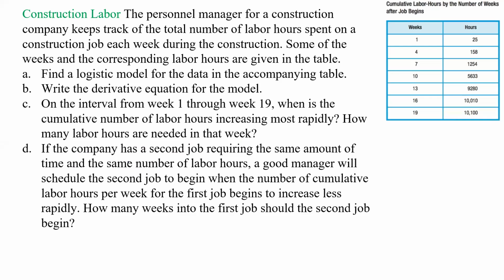And then we're supposed to, on the interval from week 1 through week 19, find when the cumulative number of labor hours is increasing most rapidly. How many labor hours are needed in that week? If the company had a second job requiring the same amount of time and the same number of labor hours, a good manager will schedule the second job to begin when the cumulative number of labor hours per week for the first job begins to increase less rapidly. So basically, after that inflection point.